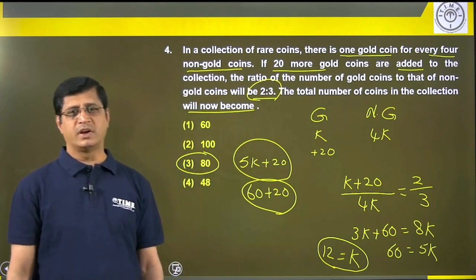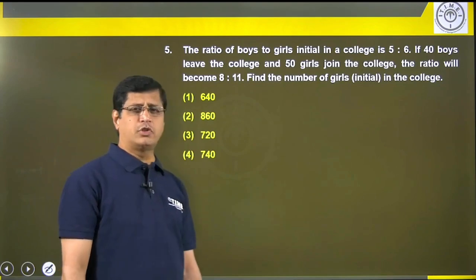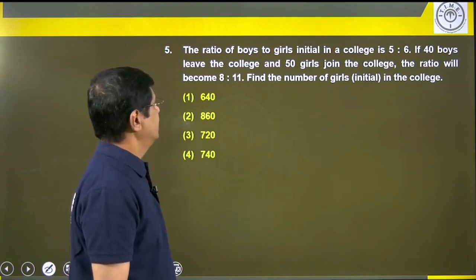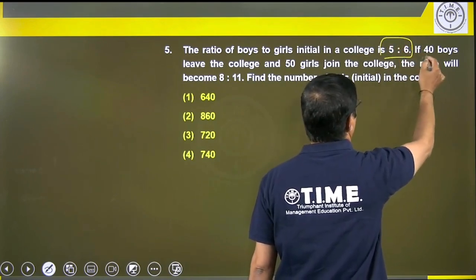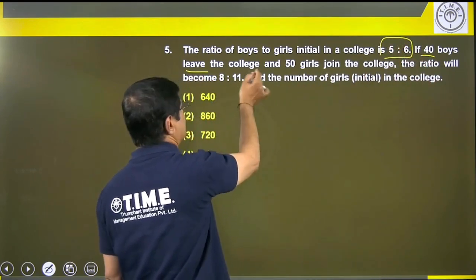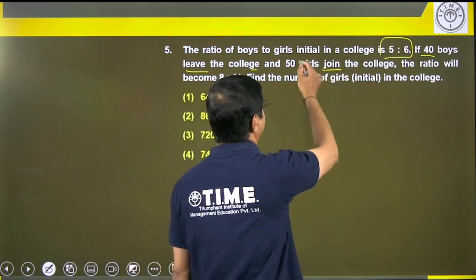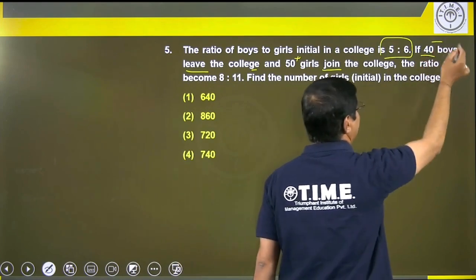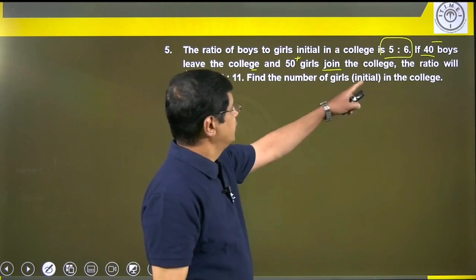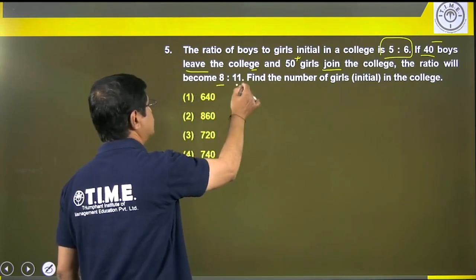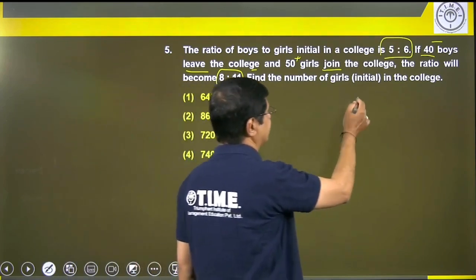Okay. Now look at the next example on your screen. The ratio of the boys to girls initially in a college is 5:6. 40 boys leave the college and 50 girls join the college. 40 are leaving and 50 are joining. Then the ratio will become 8:11. What to find? The number of girls in the college.